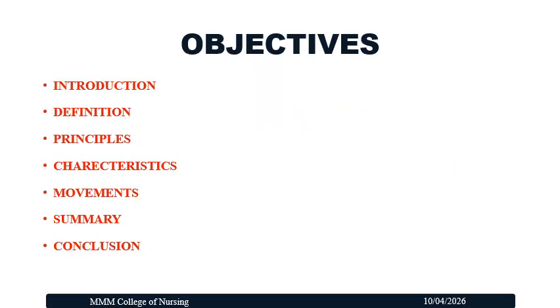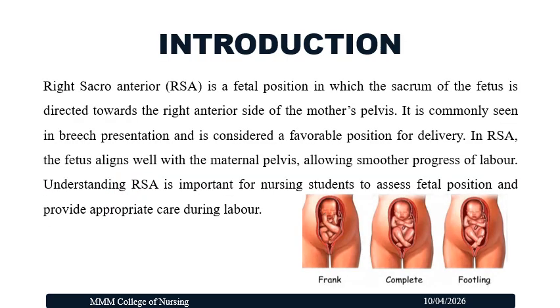The objectives are introduction, definition, principles, characteristics, movements, summary and conclusion. Introduction. Right sacroanterior is a fetal position in which the sacrum of the fetus is directed towards the right anterior side of the maternal pelvis. It is commonly seen in the breech presentation and is considered a favorable position for delivery.